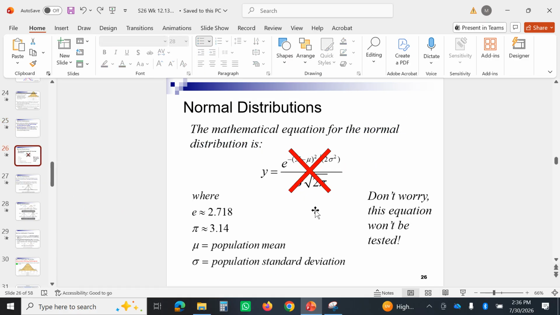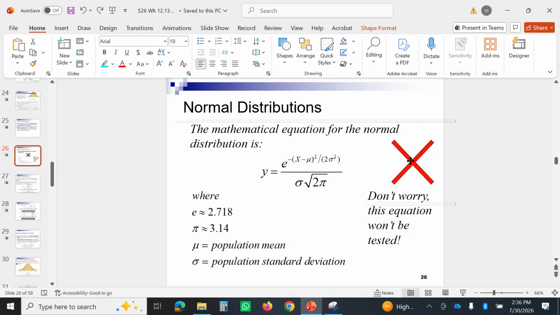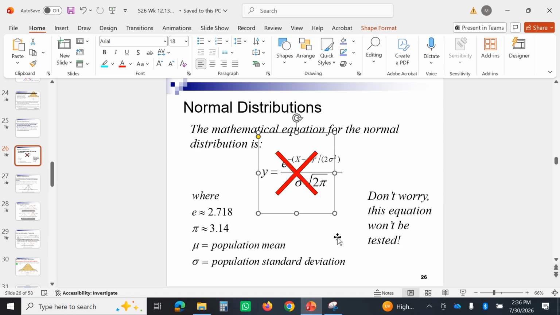Now, this is the formula that we're going to... No, I'm joking. I just wanted to show you guys that there's some heavy-duty science involved here. The mathematical equation for the normal distribution, yeah, it's a good one. Do not worry about it. I'm not going to ask you guys to calculate that.